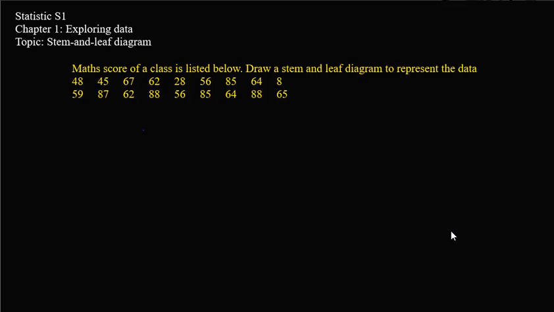So for the example below, I prepared before. The math score of a class is listed below. Draw a stem and leaf diagram to represent the data. First of all, we draw a straight line to separate between your stem and your leaf here. Okay, and then we will draw our key.